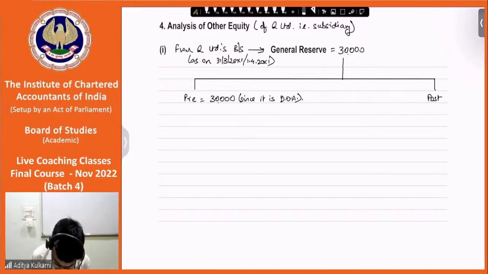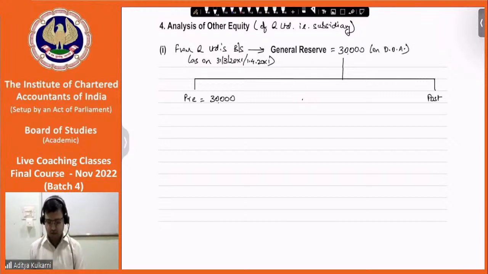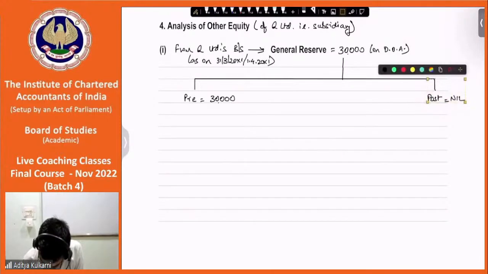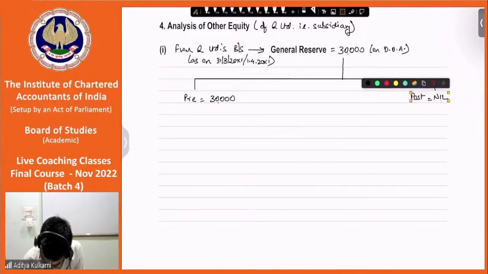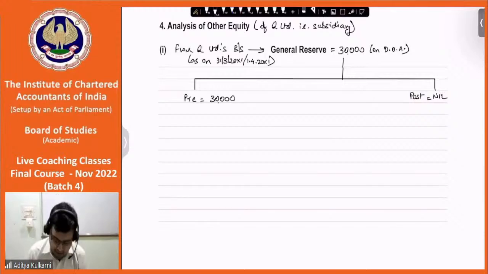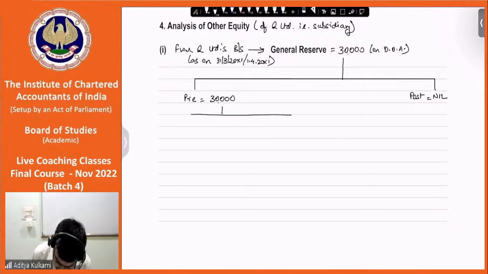Don't write it here. On date of acquisition. So, will I have anything for post? Nothing. Zero. Nil. Okay. And now this one, I will be splitting it into who is entitled to it.